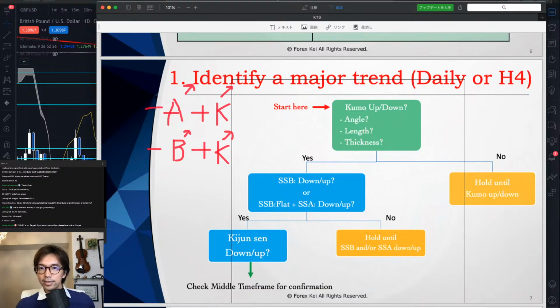Okay, Bitcoin, is it going up right now? So based on this strategy, you can capture the trend or range market.